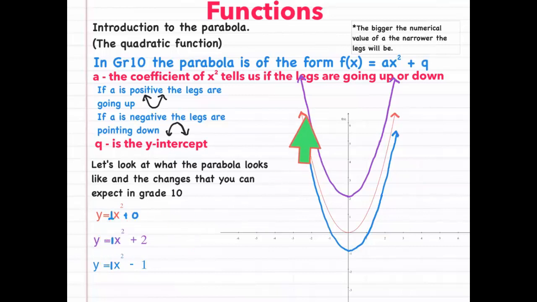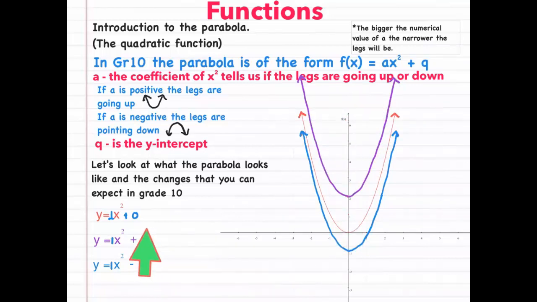If it's a 2, these legs of the red parabola will just go a little bit narrower, okay? If it was a 5, it will go even narrower. So basically, the legs will just be narrower, okay? So it will close in on the y-axis.